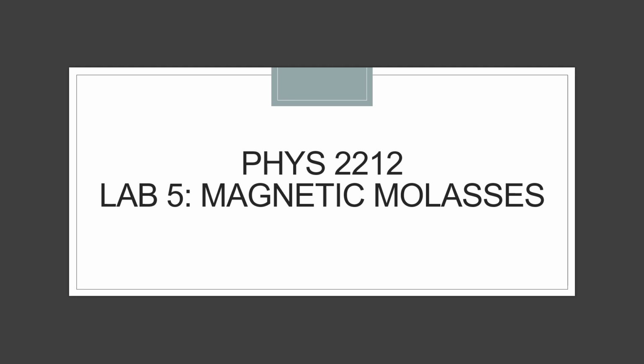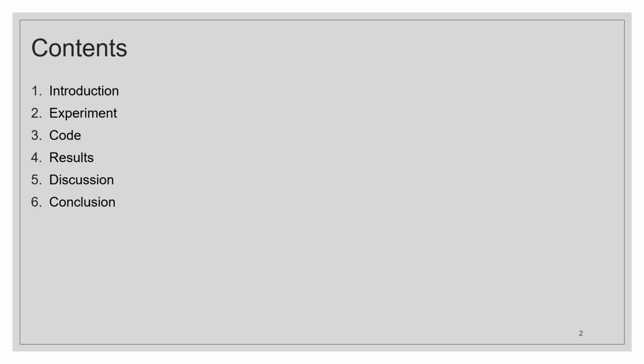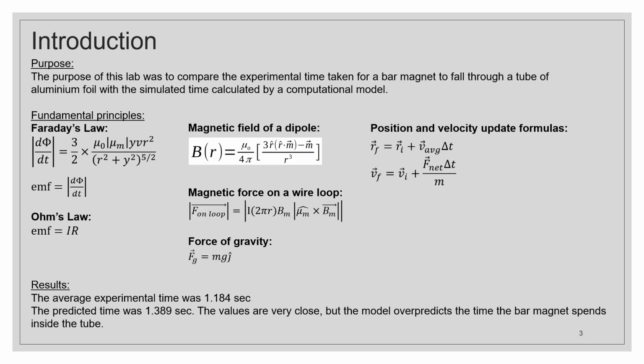This is Physics 2212, Lab 5, Magnetic Molasses. In this lab report, I will first introduce the experiment and explain the empirical procedure and the coding component. I will then follow with the results, discussion, and the conclusion.